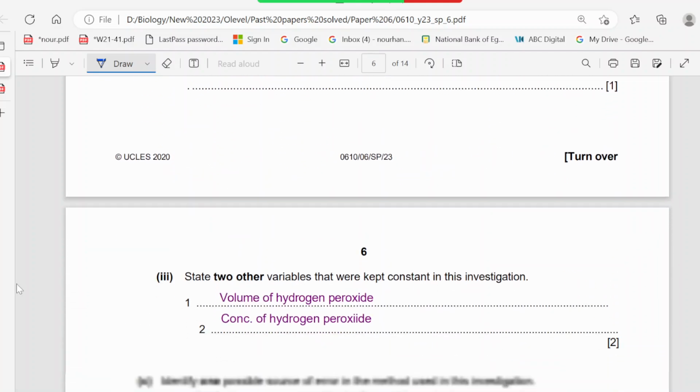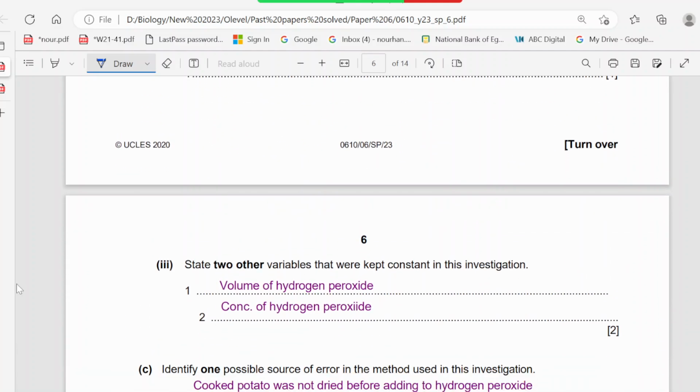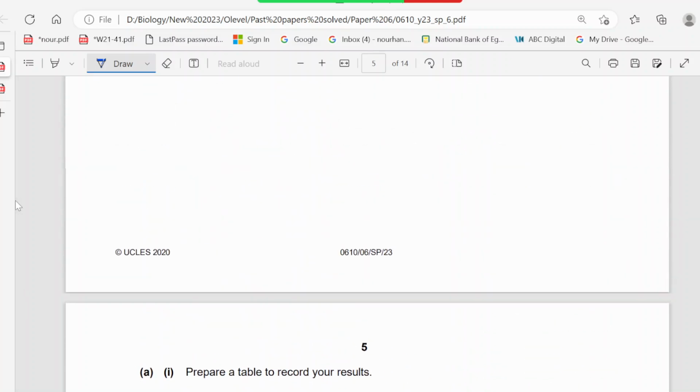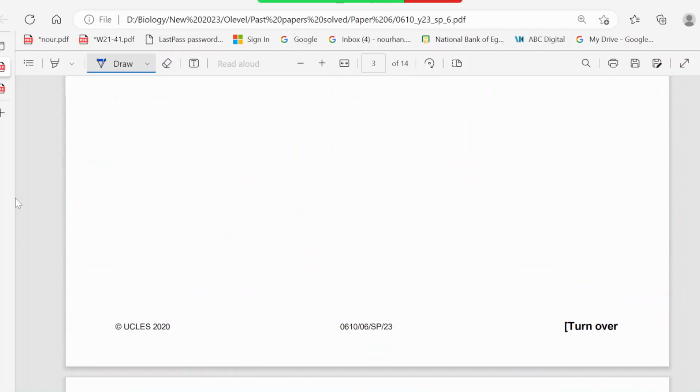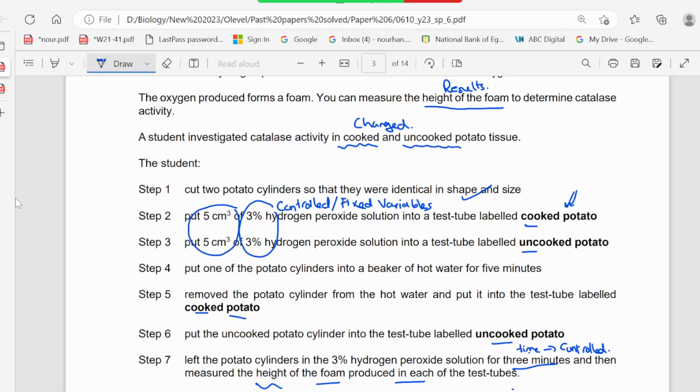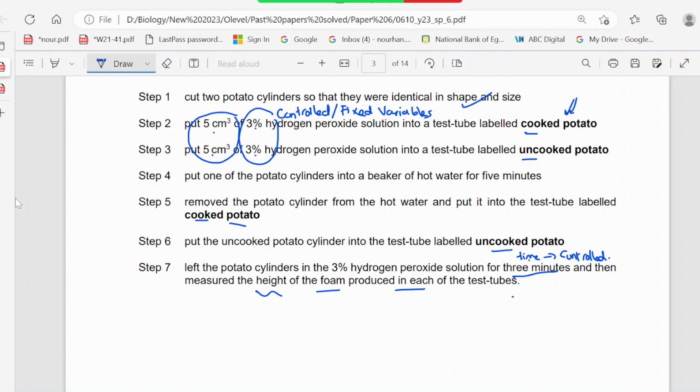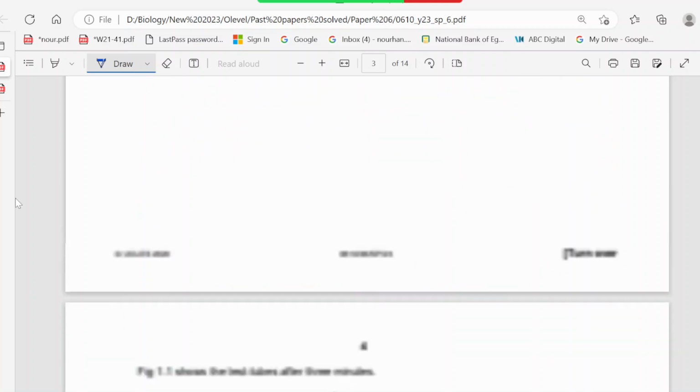Okay. What were the two variables that were kept constant, as we agreed? What were the controlled variables or the constant variables? We said that the volume was the same, the concentration was the same. I can also say the time in the hydrogen peroxide solution was the same.